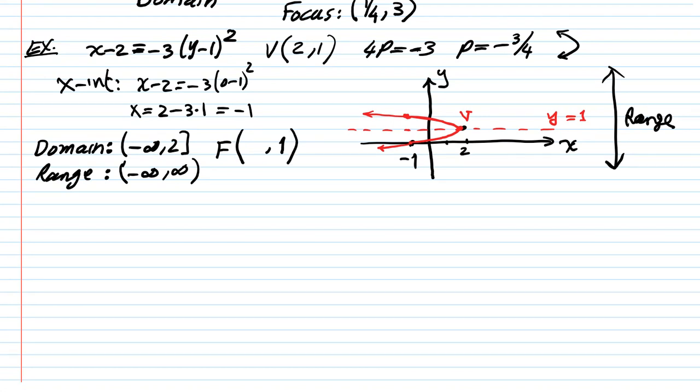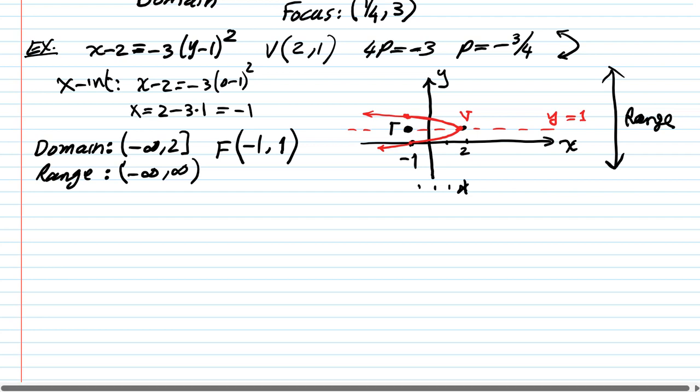Now we are at 2. P is negative 3, right? So from 2, I'm going to go 1 to negative 3 to the left. So that puts me at negative 1. That's actually where the focal point is. So it's going to be negative 1, 1. That's where the focus again is. That's F. Focus in front of the vertex.